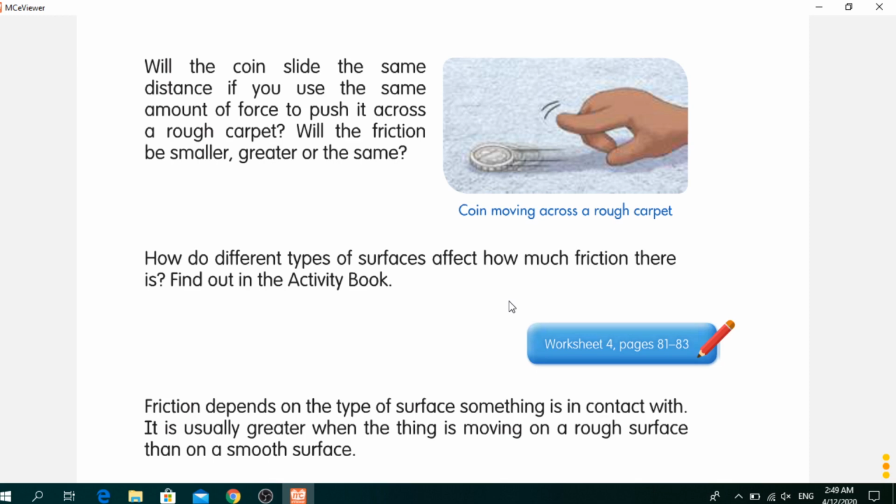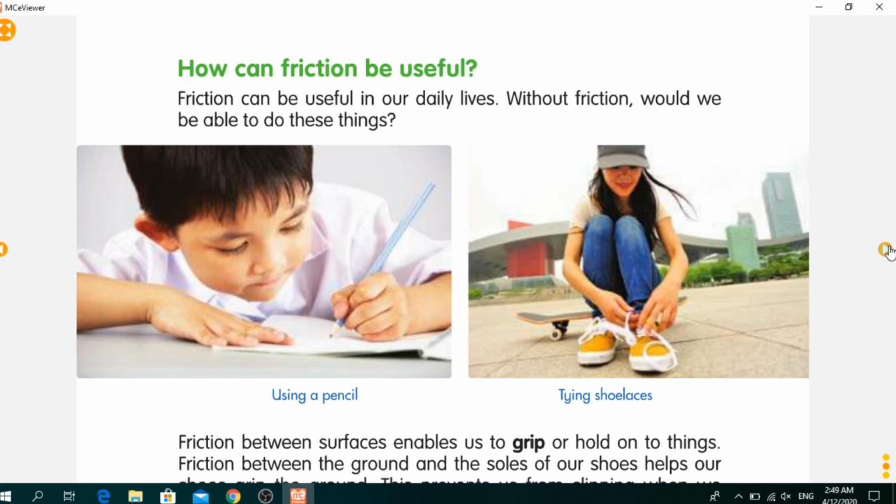Let's explain. When you push a toy car on ceramic, it will move a long distance, right? Because the friction force decreases between smooth surfaces. But when we move the same toy car on a rough carpet, it will move a short distance, right? Why? Because friction force between rough surfaces increases. So it will move a short distance. Great. So did you get it? This part? Okay.